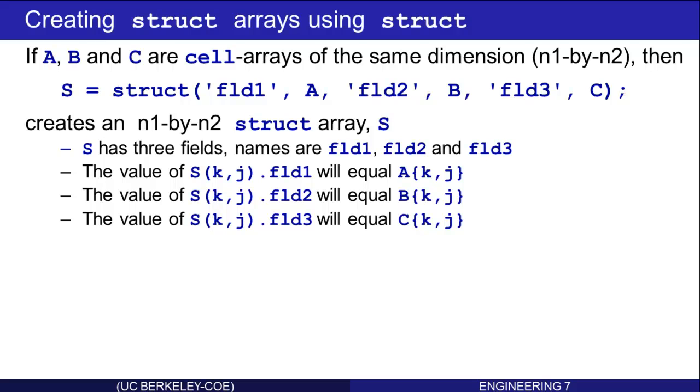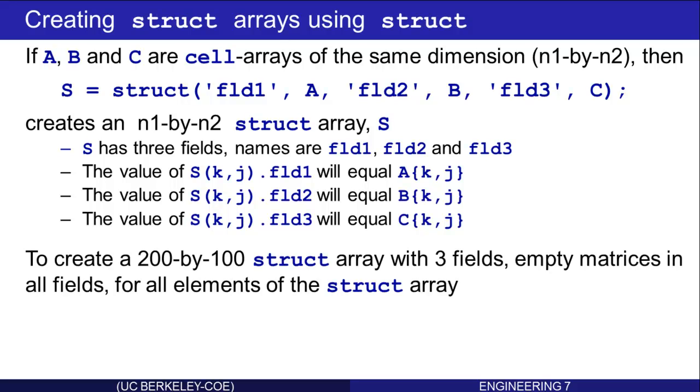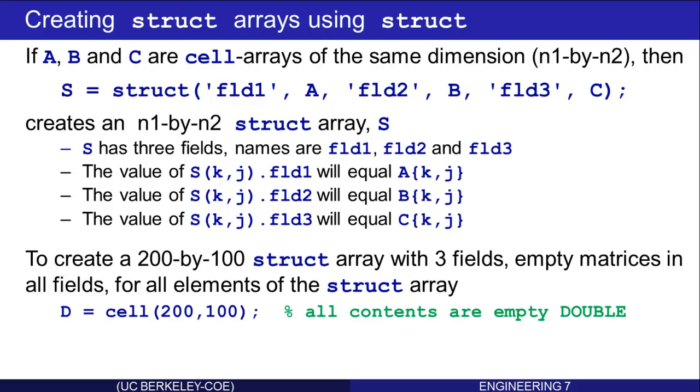How does this apply to pre-allocating a struct array? Let's consider the task of creating a 200-by-100 struct array with 3 fields, empty matrices for all the fields for all elements in the struct array. We can start by using the cell command to create a 200-by-100 cell array. Remember that with the cell command, the contents of each of these cells will be empty doubles.